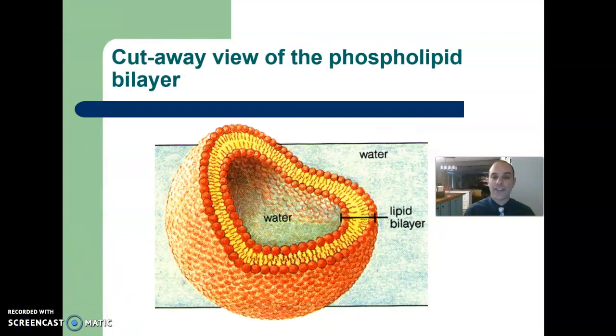So if you cut away the section, you're able to see it up close. This is what it would look like. And we're going to create one of these today. So you have to understand that the heads are on the opposite sides and the tails face each other, where the water or the extracellular and intracellular fluid are located. And the lipid bilayer, meaning 2 layers, are 2 layers of lipids. That's all it's showing you here.